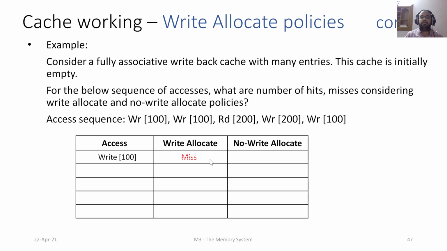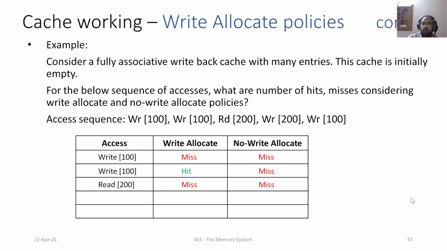The very first request would be a miss in both of them, the very first request to this particular address 100. After that, the next write request is also for the same location. In write allocate, because we have brought the block with address 100 and placed it in the cache, the next write request will be a write hit. But in no write allocate, again it will be a miss and the write will be forwarded to the next level. The third request, which is read 200, is a read miss in both of them.